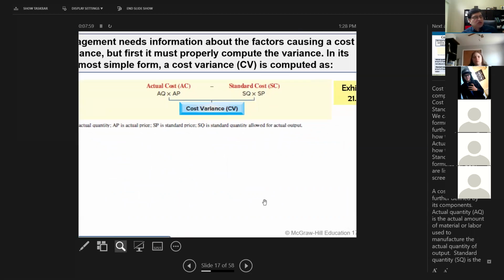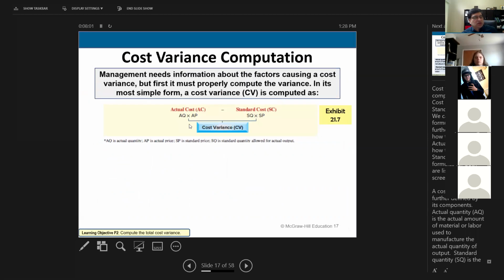So we have got the actual quantity times the actual price, giving you the cost, and you compare it to the standard quantity times standard price. This is based upon your master budget. This is your actual. The variance between the two is the total cost variance.